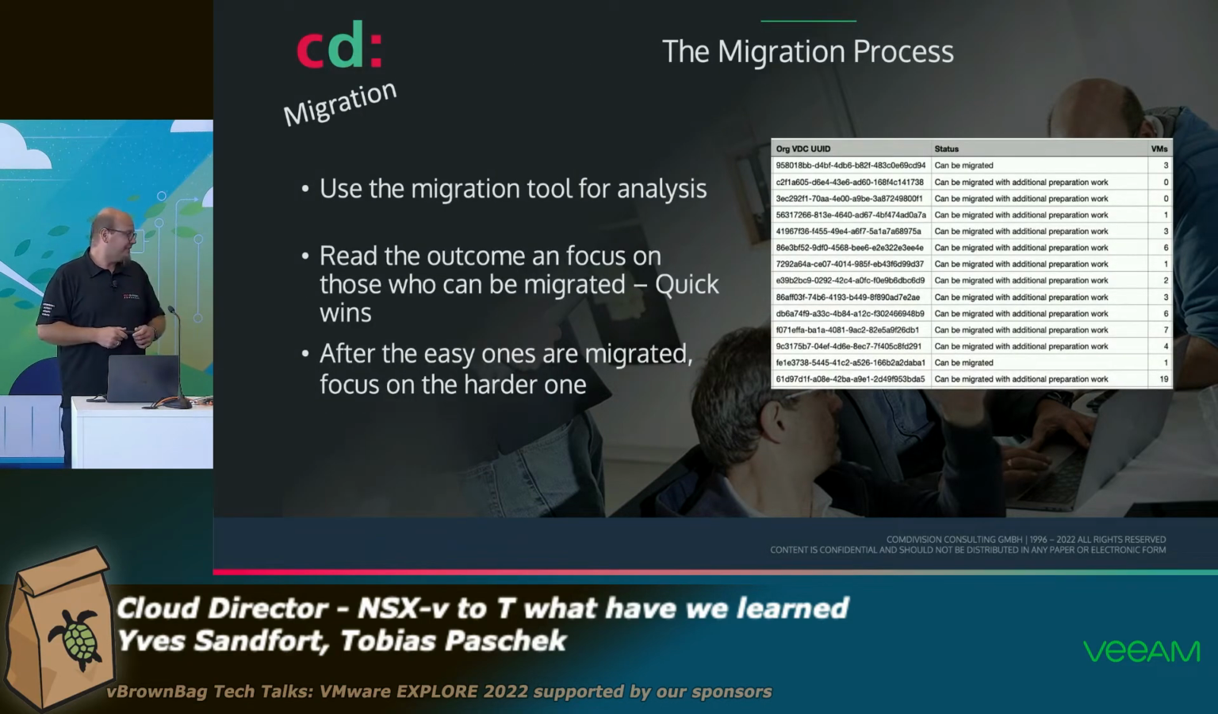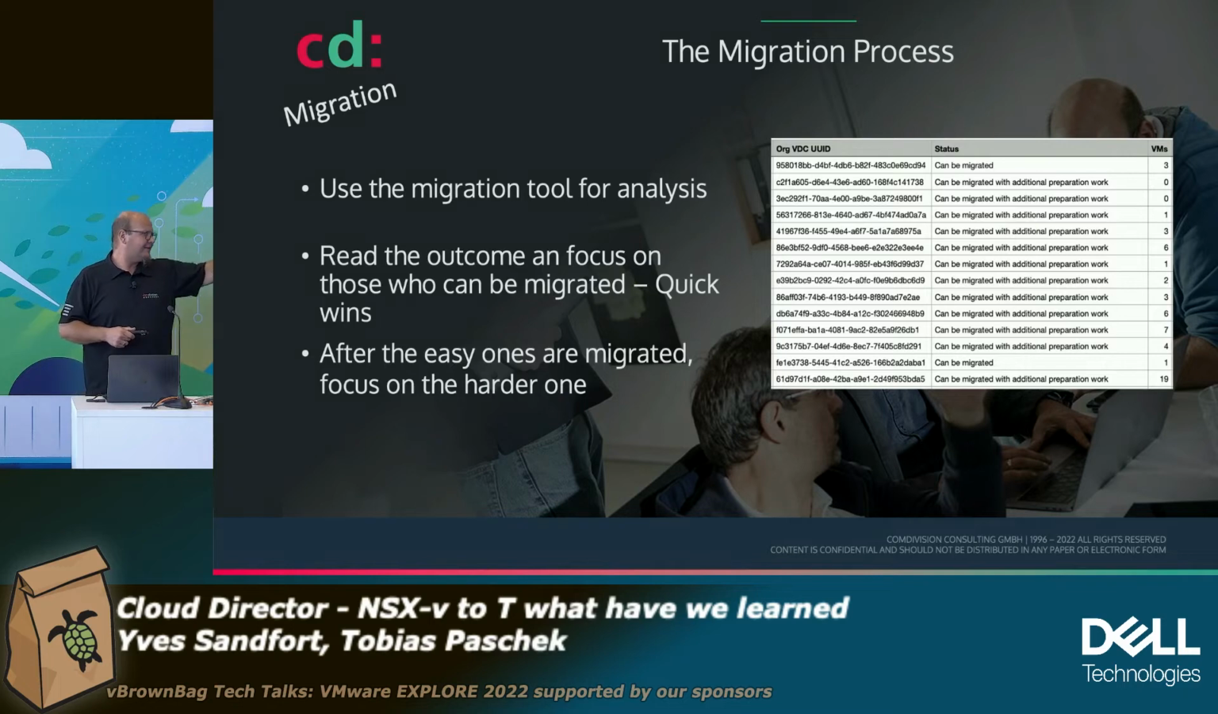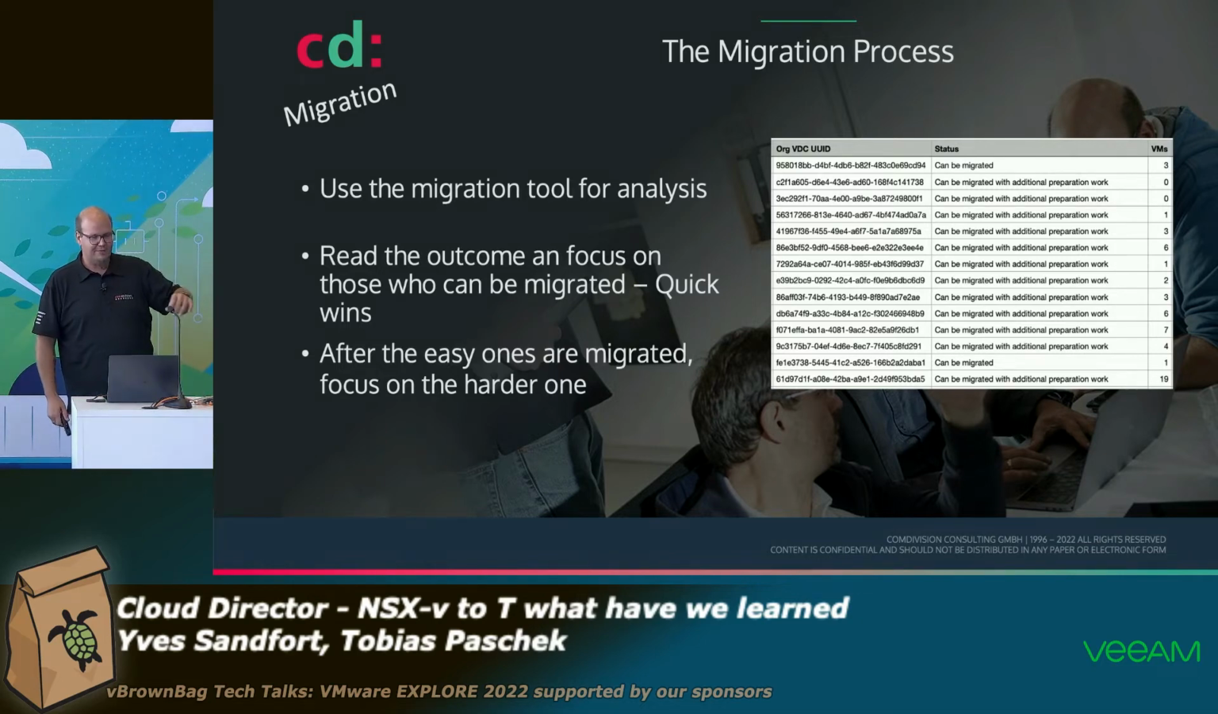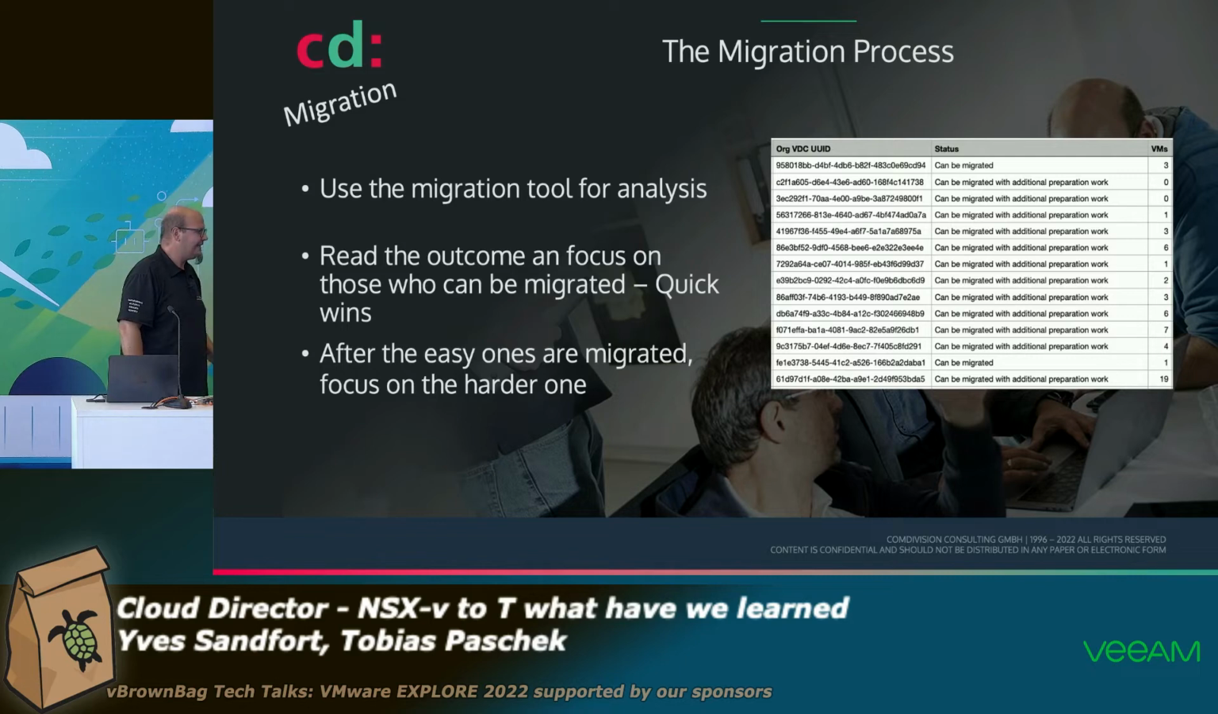The migration process itself, as mentioned, this is just a short outcome of the migration tool. So what is the migration tool showing? Also the name, the UUID of the customer, and the status. So status can be: can be migrated, or can be migrated but needs additional preparation. We will cover this on the next slide.